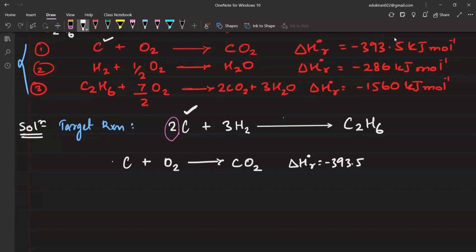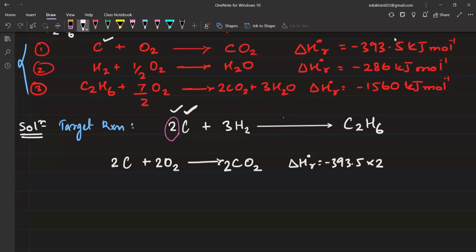So if I multiply 2 here, I will get 2 carbon atoms. Why am I multiplying 2 carbon? Because I need 2 carbon from the target reaction. 2 carbon, 2 O2 gives you 2 CO2, and the enthalpy of this reaction will also be multiplied by 2. Is that clear? Yes or no? Please tell me. Yes, sir.